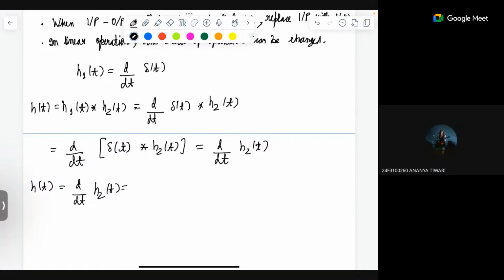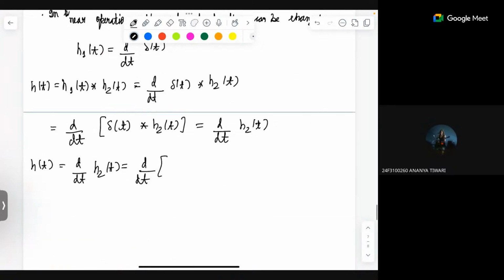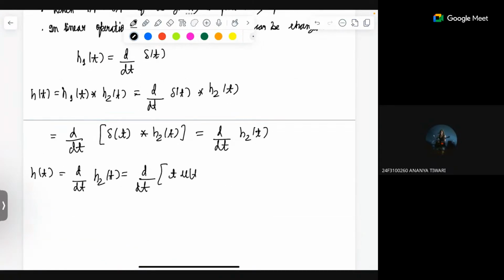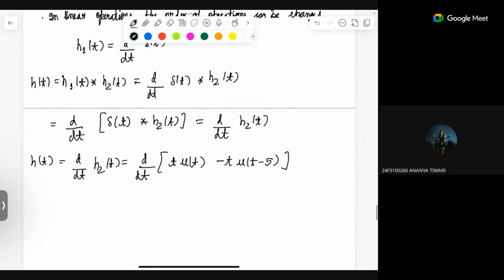So now my h(t) is just the differentiation of h2(t). So let us quickly differentiate it. d/dt of t u(t) minus t u(t minus 5). This is what we have, and you know that t u(t) is r(t). You remember that now? The ramp r(t) is t u(t). Yes, ma'am.